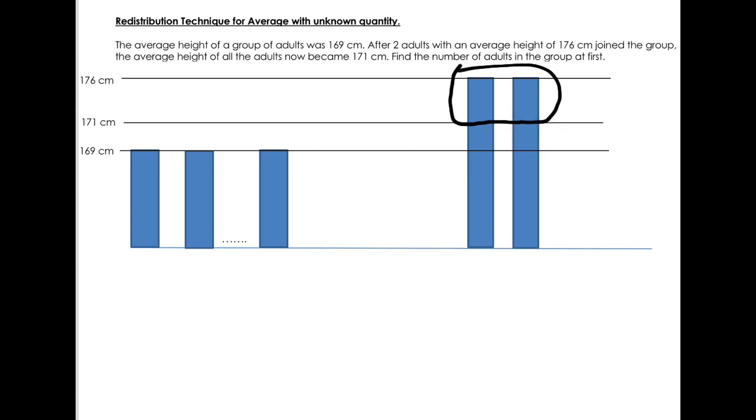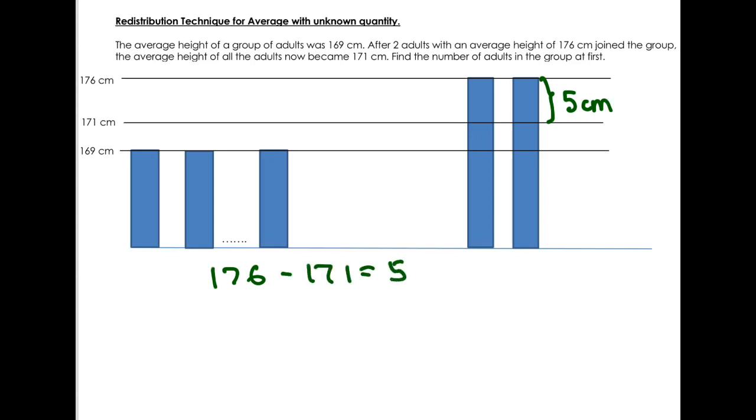This extra part must definitely be removed from these 2 adults such that they will end up with a height of 171 centimeters. So each of these adults here have an additional height of 5 centimeters from the new average. So the first step is to take 176 minus 171 to get this 5 centimeters. But this 5 centimeters is for one adult here only. I have 2 adults here, so I have to take the 5 centimeters times 2 to get 10 centimeters. So these 2 adults here actually contributed to an extra of 10 centimeters from the new average.